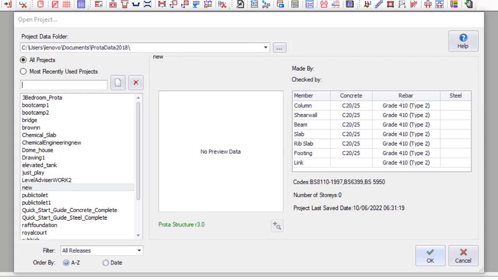Today I'll be showing you how you can design and detail a cantilever retaining wall with ProtaDetails. Okay, so let's get into it right away.